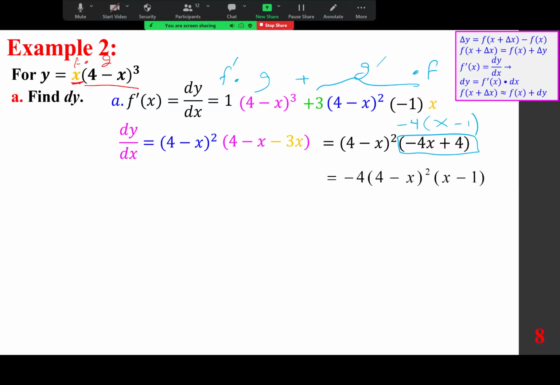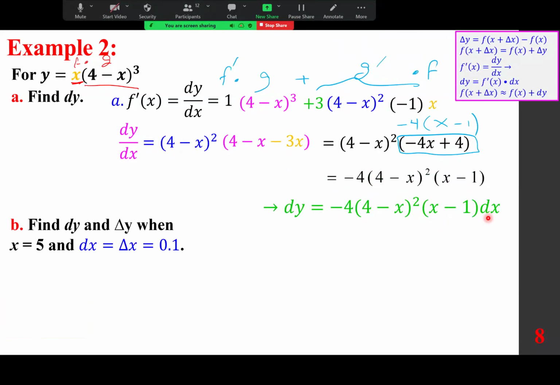So that's dy dx. But what is dy? The same thing, times dx. So dy is the same thing that we got here, negative 4 times 4 minus x quantity squared times x minus 1, times dx. Now we want to find dy and delta y when x is 5 and dx or delta x is 0.1. So simply put, plug in. What do you plug in? x is 5, dx or delta x is 0.1.